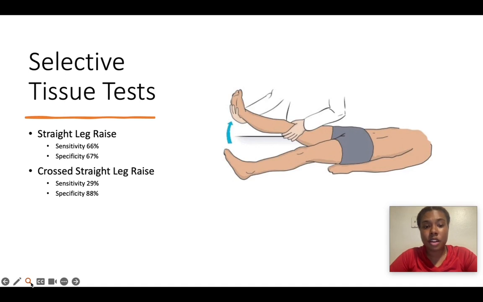The next test we're going to talk about is the cross straight leg raise test. This test is a variation of the first one, pretty much the same thing, except the clinician is on the uninvolved side. They're going to raise that leg to see if there is pain felt on the affected side. And this has a sensitivity of 29% and a specificity of 88%.